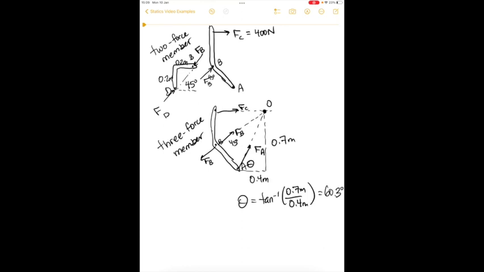So by first recognizing that BD is a two-force member, it allows you to know the direction of the force FB. And then by recognizing that member ABC is a three-force member, it allows you to find the orientation of the force at A. And that will just help you to solve it faster.